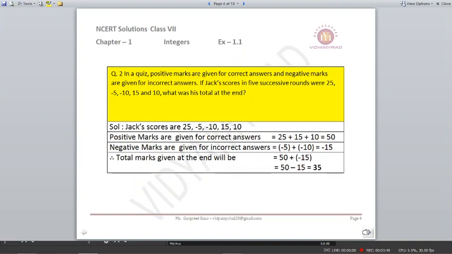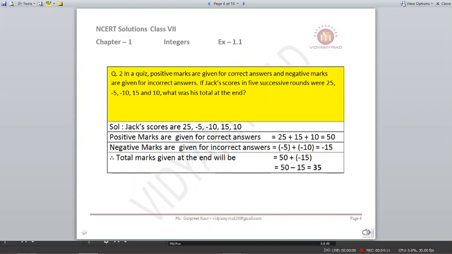So let us first mark the positive marks. Now Jack gets 25, 15 and 10 as positive marks. Let's add that: 25 plus 15 plus 10, which is equal to 50. And negative marks are minus 5 and minus 10, which total comes out to be minus 15. So 50 marks for correct answers and 15 marks lost for incorrect answers.